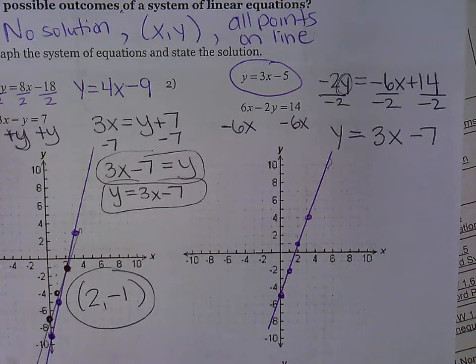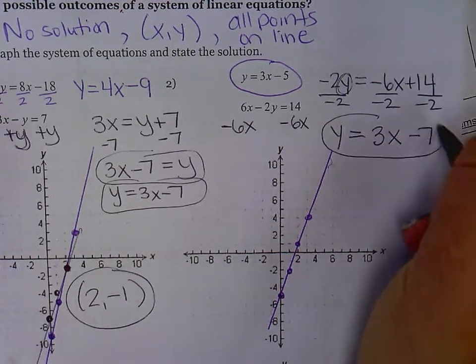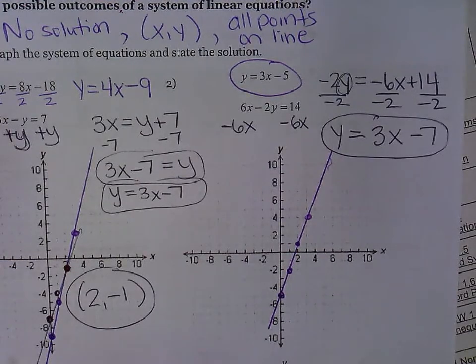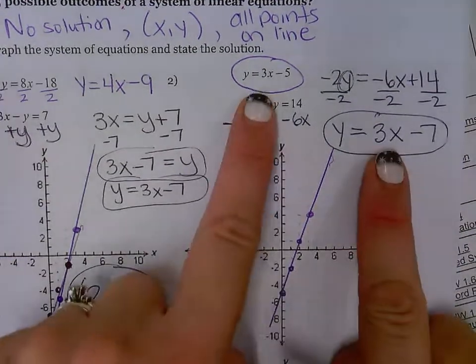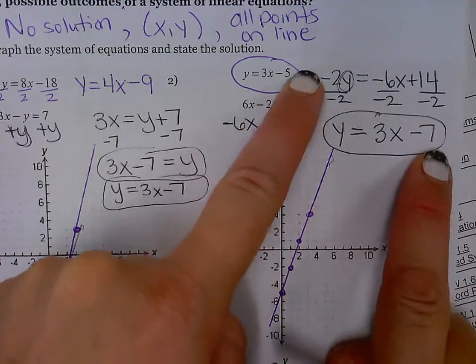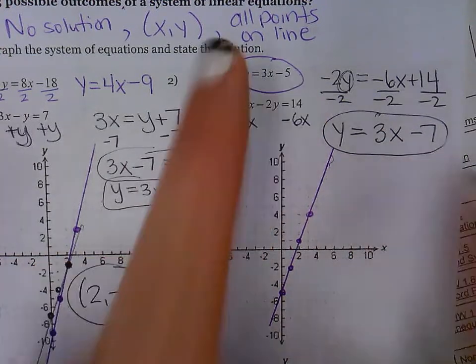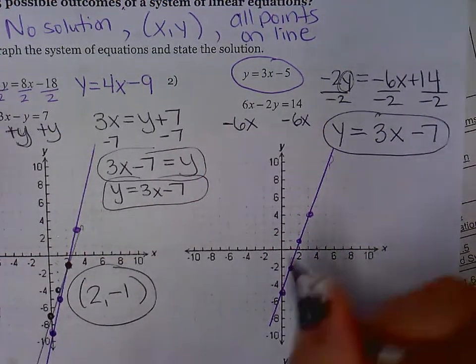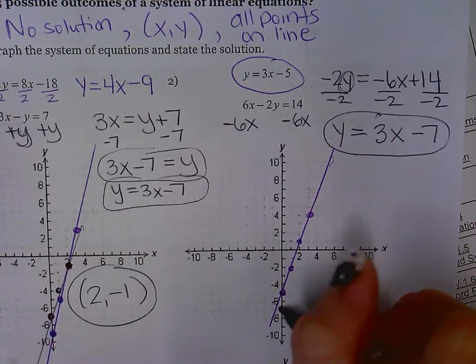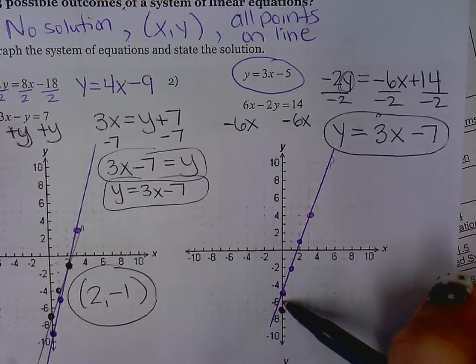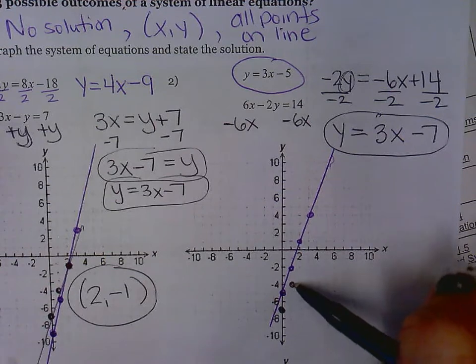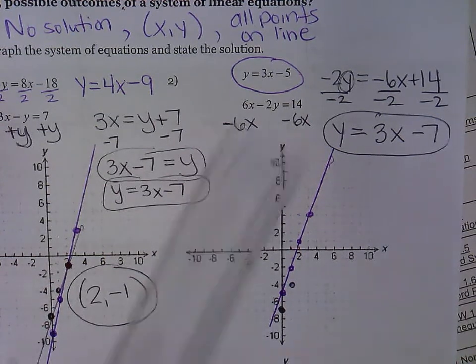Something looks funky about this. Can anyone identify what's going to happen when I graph it? Parallel. I have the exact same slope, don't I? But I started at a different y-intercept. I already know the solution, but I'll finish graphing it. I'm at -7, up 3 over 1. So I can just show that the two lines are parallel to each other.